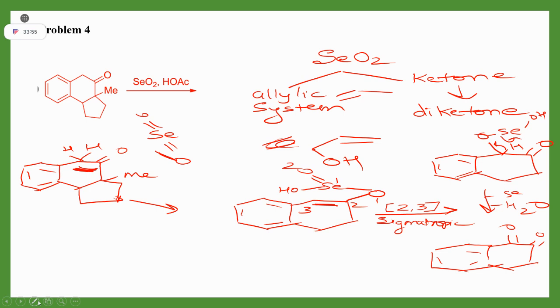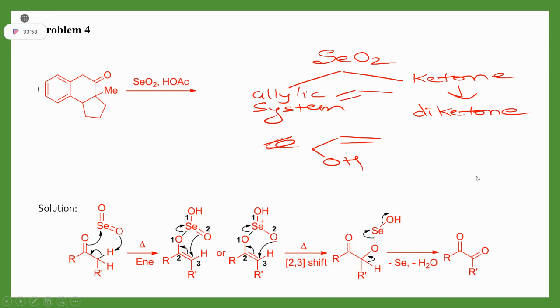So this is your mechanism. See, first you just have to apply this mechanism here. You will get diketone here. Okay. So first, hydrogen is going to transfer to this selenium dioxide. Then this selenium double bond O can be written as selenium plus O negative, or you can write it in double bond form also. Both are correct. So 1, 2, 3. Then 2, 3 sigmatropic shift will take place. Hydrogen will go from here with removal of selenium and H2O, and this ketone will change to diketone. Understood?